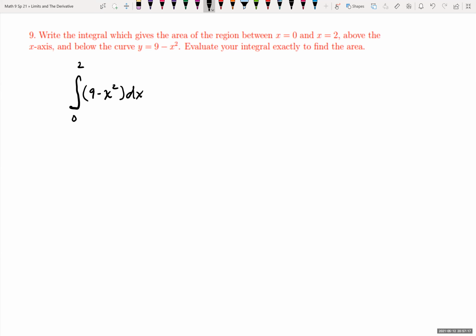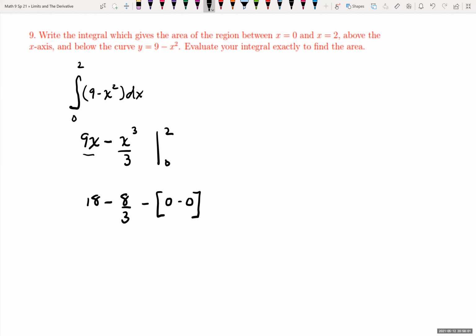Okay, and so now we want to evaluate the integral. I can tell that this is a parabola facing down, shifted up 9 units, and from 0 to 2, that's above the x-axis. And so let's take the antiderivative of 9, we get 9x, minus the antiderivative of x squared, we get x cubed over 3. We're evaluating this from 0 to 2. So plugging in 2 wherever we see an x, we get 9 times 2, which is 18, minus 2 cubed, which is 8, all over 3, minus, now plug in 0 wherever you see an x, and that just gives us back 0.